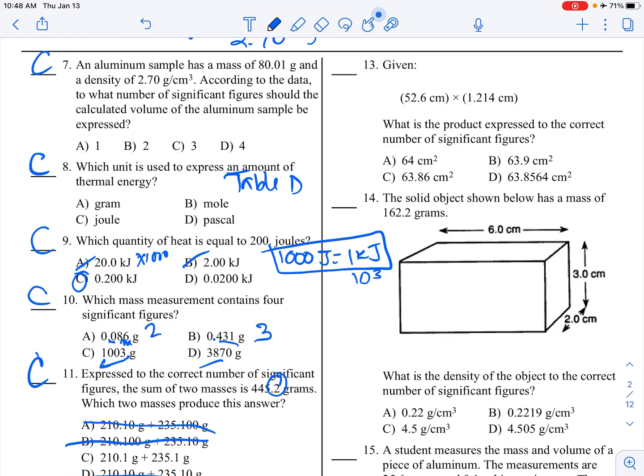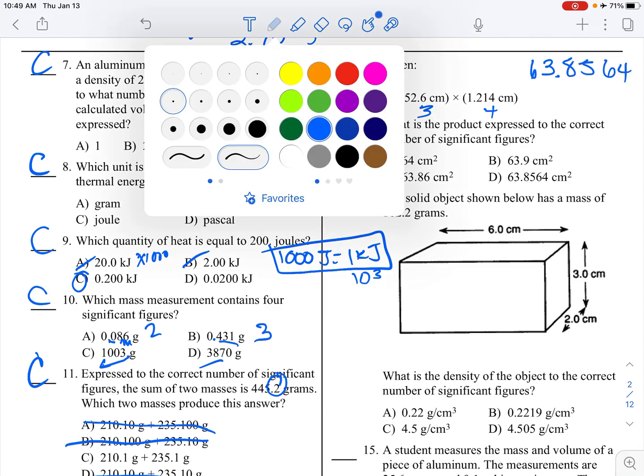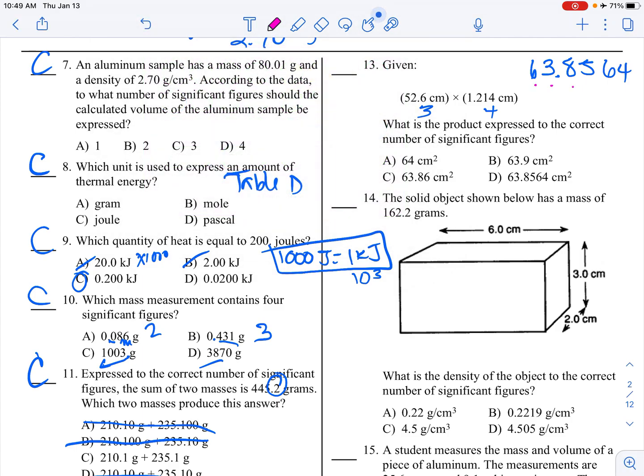Given this, what is the product expressed as the correct number of sig figs? So when you multiply or divide, you round your answer to the proper number of sig figs. I'm sorry, the fewest number of sig figs. So this first one has 3, this has 4, so our final answer should have 3 sig figs. My calculator gave me 63.8564. So that means I'm going to count this, this, and this. Does a 5 round that up? Yes. So 63.9, which is choice B.